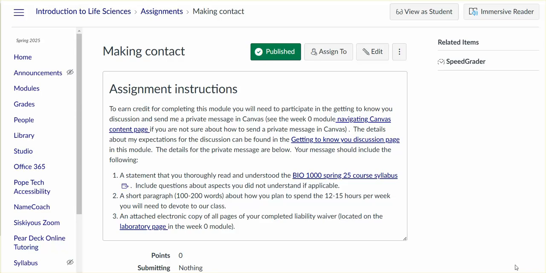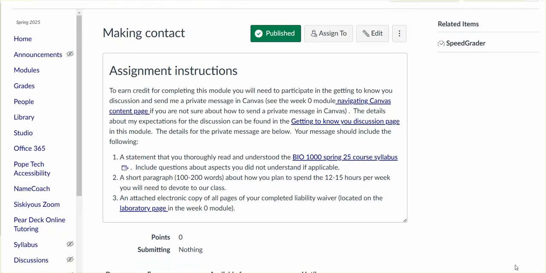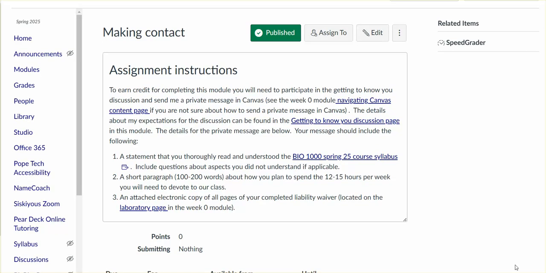I'm hoping that this paragraph shows me a good understanding of course policies and the syllabus, and also a good understanding of how the course is formatted based on what you see in the syllabus and also in Canvas. Finally, I'm looking for an electronic copy of the completed liability waiver attached to this message. So this is going to be a private message that you send to me in Canvas using the Canvas inbox.